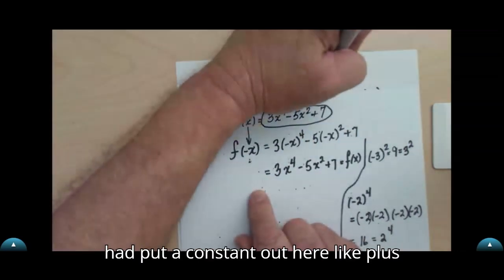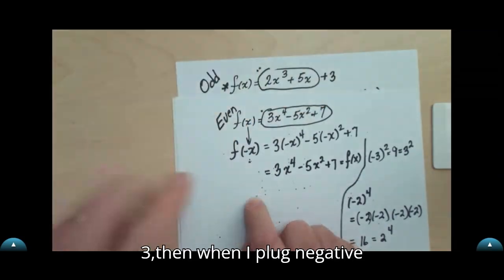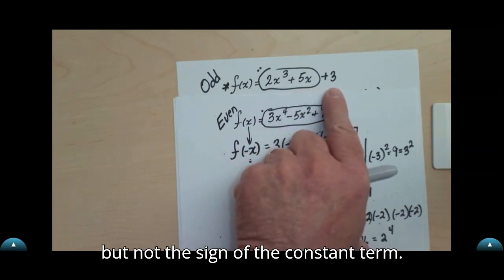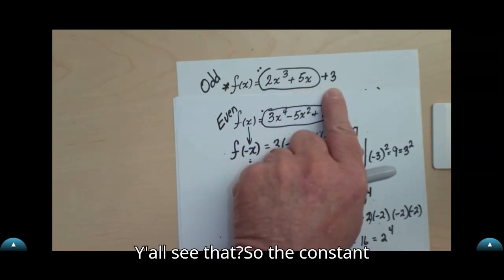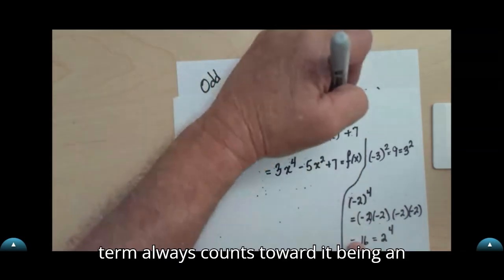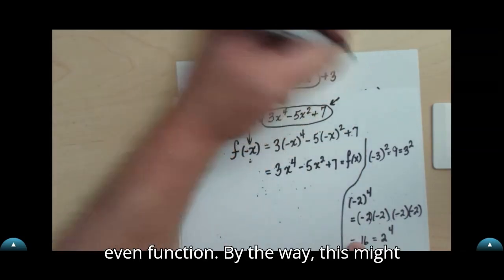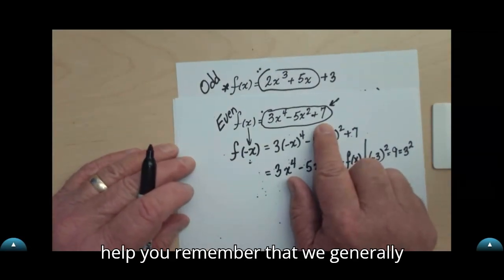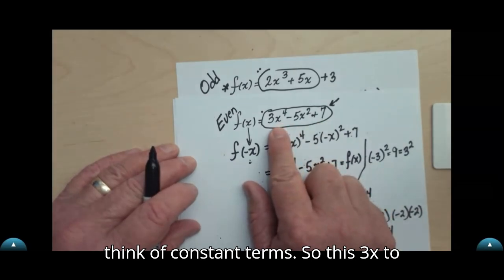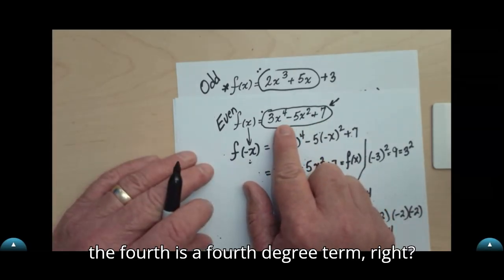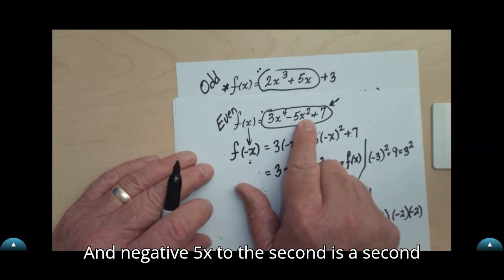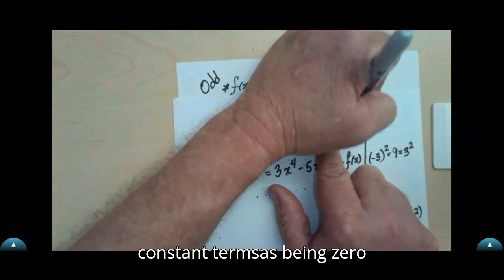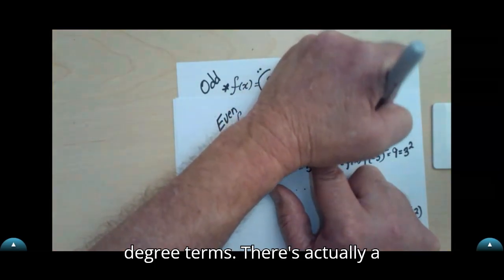But if I had put a constant out here like plus 3, then when I plug negative x in, it would reverse these two signs, but not the sign of the constant term. Y'all see that? So the constant term always counts toward it being an even function. By the way, this might help you remember that. We generally think of constant terms. So this 3x to the fourth is a fourth degree term, right? And negative 5x to the second is a second degree term. We usually think of constant terms as being 0 degree terms.